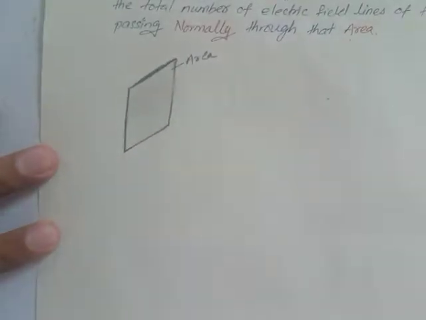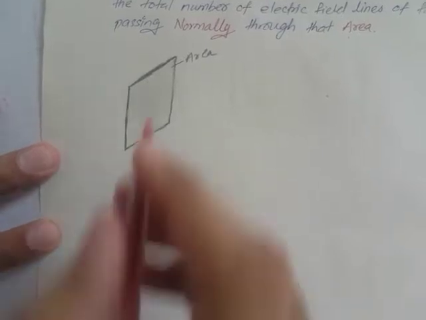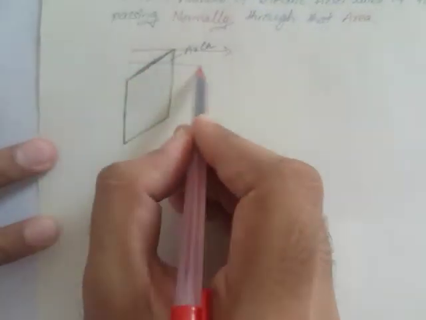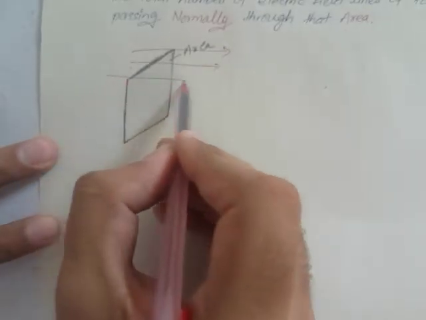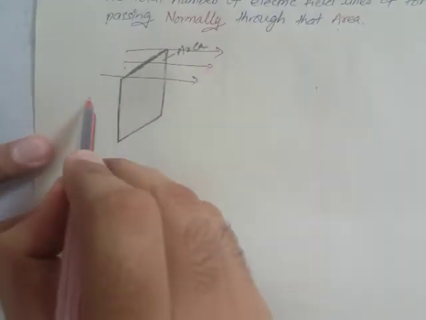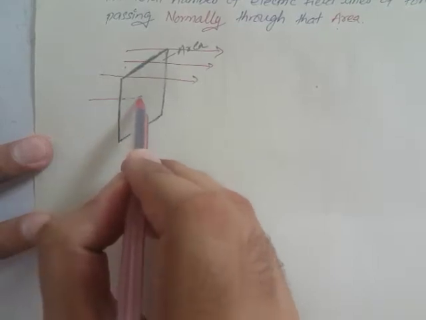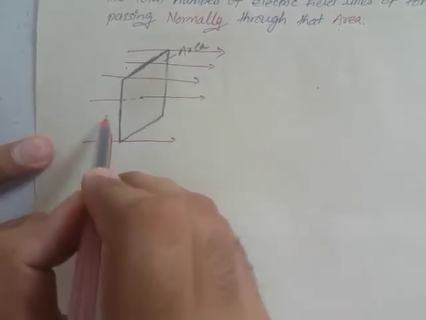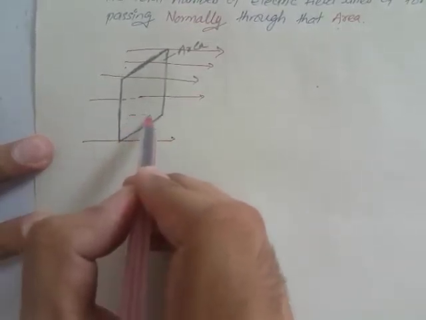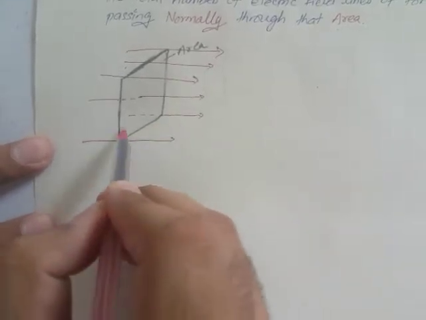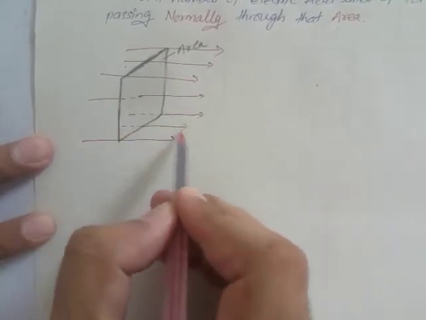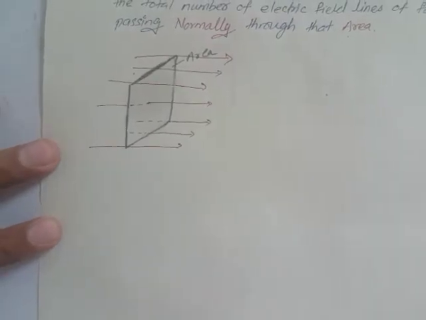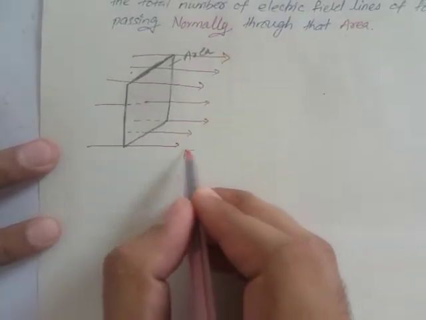Now the electric field is passing through this. So we'll draw electric field lines from each corner, from the top, from the center, from the side, from that side, so all over it. So these are the electric field lines passing through it. These are E, the electric field lines.